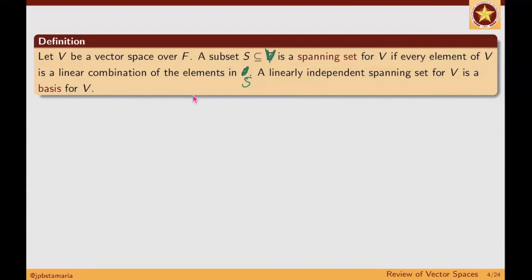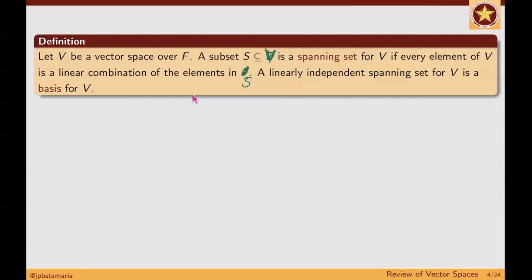As much as possible, we want S to be as small as possible. And how do we make S as small as possible? We want to make it independent, para wala siyang redundant vector. So I hope you are getting refreshed with these ideas.